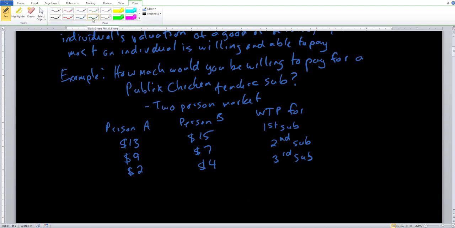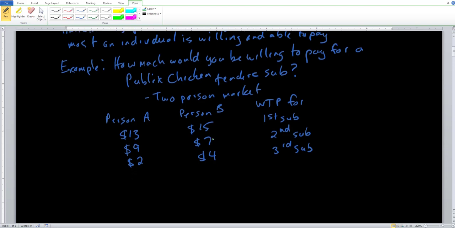So if we include both of these people into a market for these Publix chicken tender subs, who should be getting the very first sub in the market? You would say person B. Person B should get that first sub because he has the highest willingness to pay compared to everybody else. As we go down this entire process, this is exactly how we're going to be deriving our demand curve. By following the idea of allocative efficiency, whoever desires or values the good the most should get that product first, and then so on.